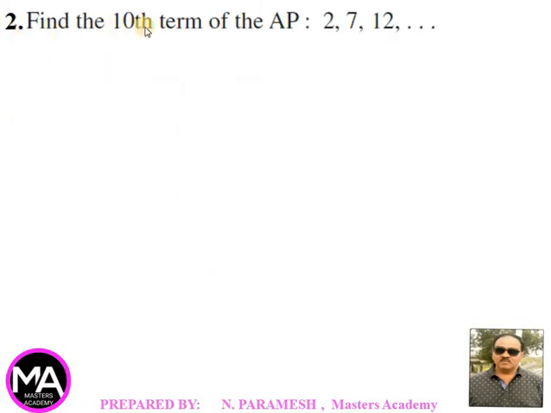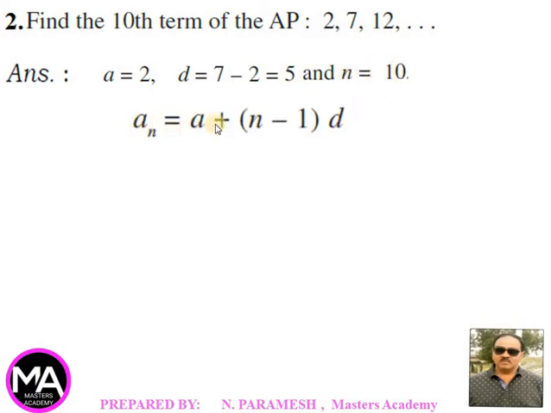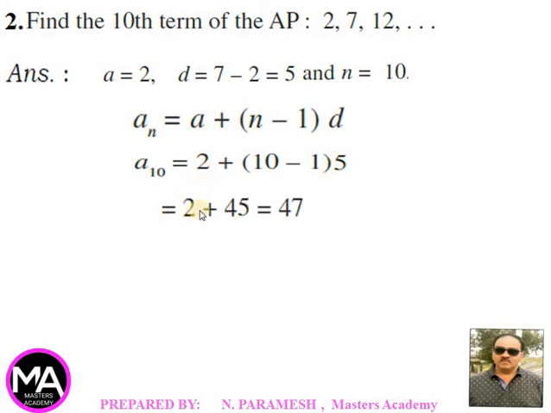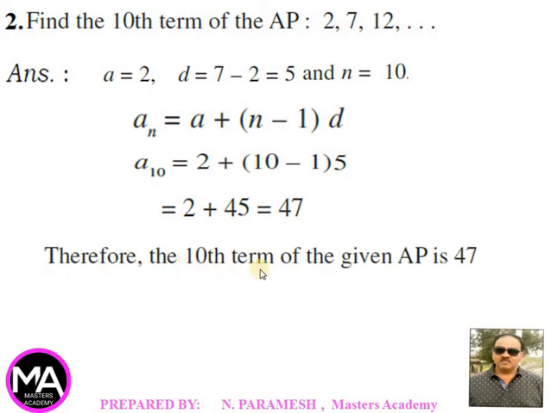Second question, find the 10th term of an AP 2, 7, 12, and so on. Answer, a is equal to 2, d is equal to a2 minus a1, 7 minus 2 is equal to 5 and number of terms n is equal to 10. Formula, an is equal to a plus (n minus 1) into d. a10 is equal to 2 plus (10 minus 1) into 5, is equal to 2 plus 9 fives are 45, is equal to 45 plus 2 is 47. Therefore, the 10th term of the given arithmetic progression is 47.